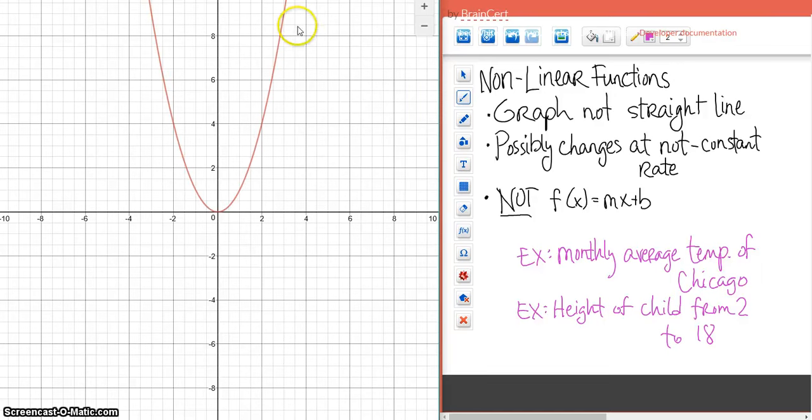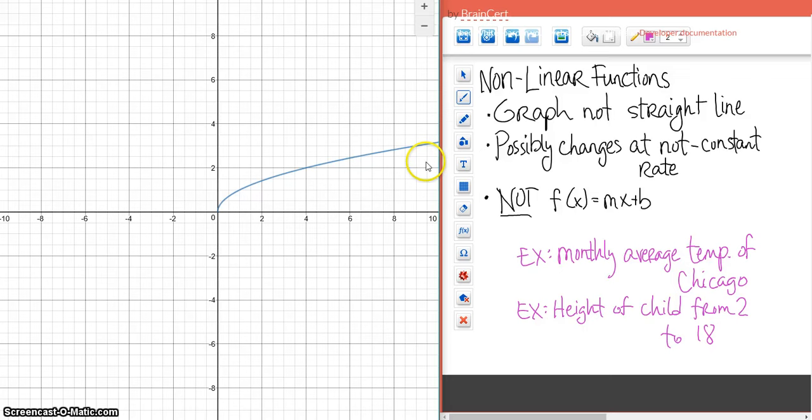Here's one, which is the function f of x equals x squared. It's nonlinear because as we get to the center of this function, our growth rate is less than our growth rate as we extend toward infinity. It's not constant.